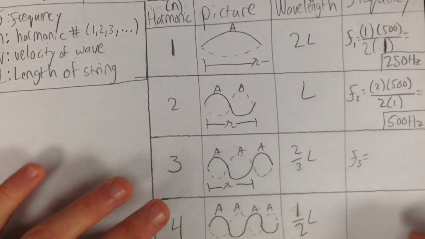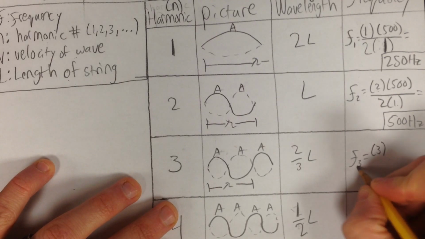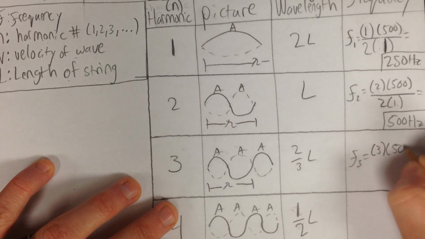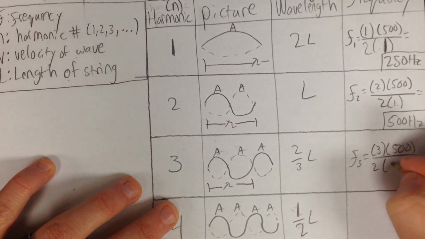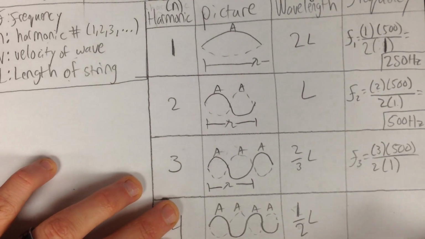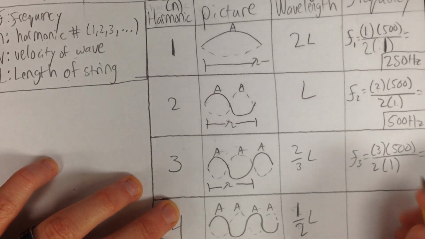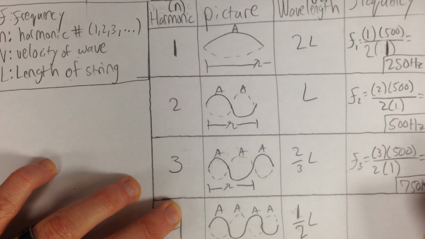And again, the same thing for F3. N is going to be equal to 3 for the third harmonic frequency. Same wave speed, 500. 2 is in the equation, and again, we're going to just use 1 for the length of the string, 1 meter length string. So 3 times 500 divided by 2 gets you 750 hertz. You could do it yourself on your calculator. It's going to get you 750.